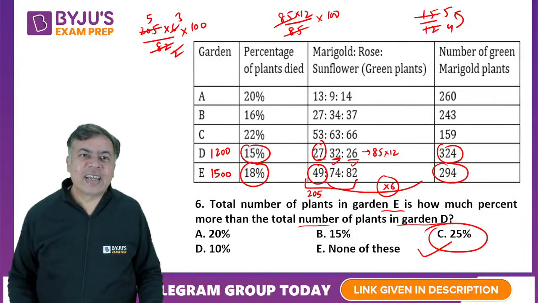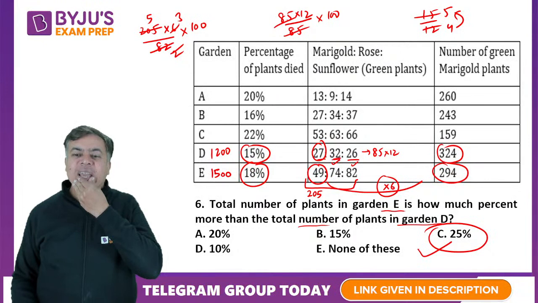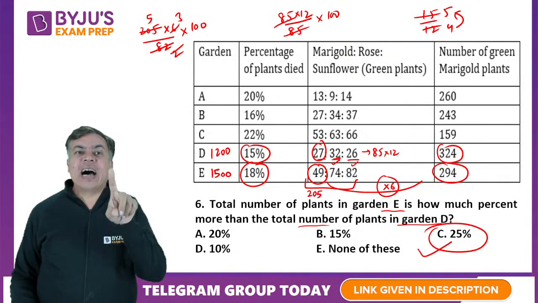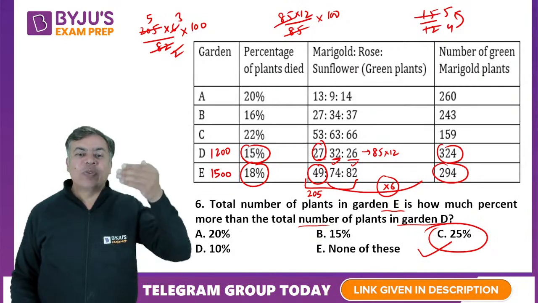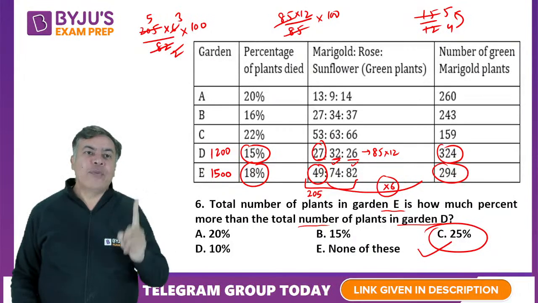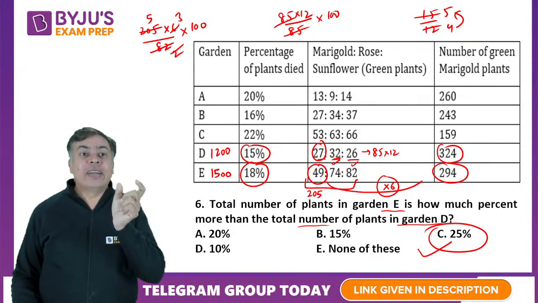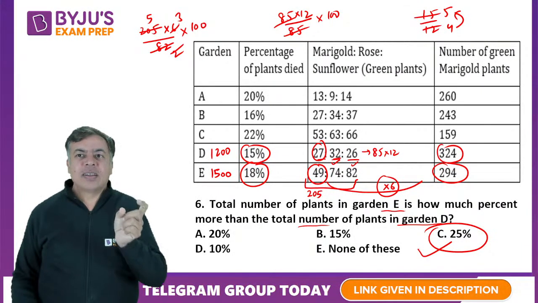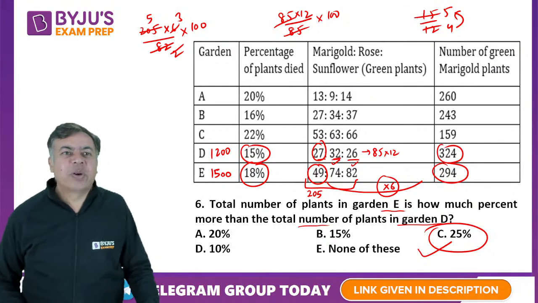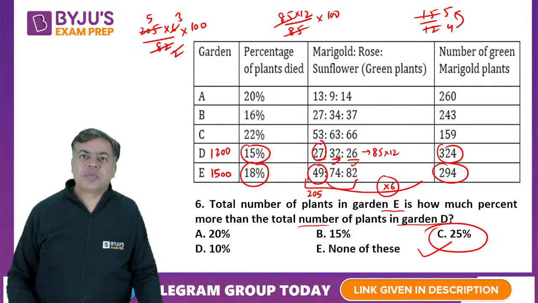Okay, C is the correct answer. You are saying A? No, it is not A. You are comparing with garden D. So it is 15 more than 12. So 3 more than 12. 1 by 4, and 1 by 4 is 25%. You are comparing with D. Yes, it should be 25%.